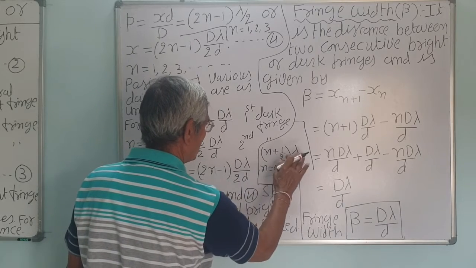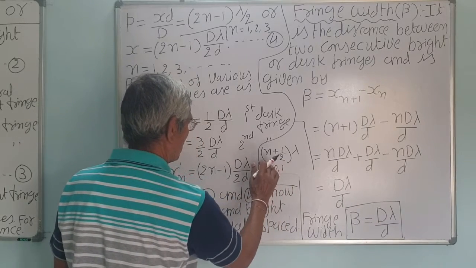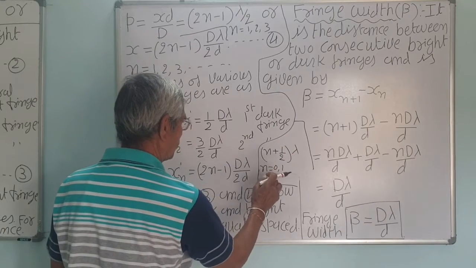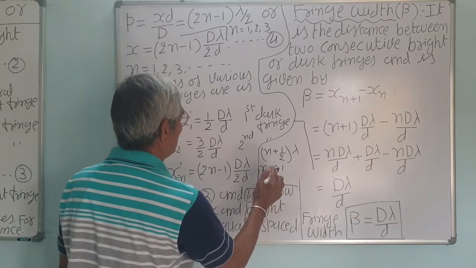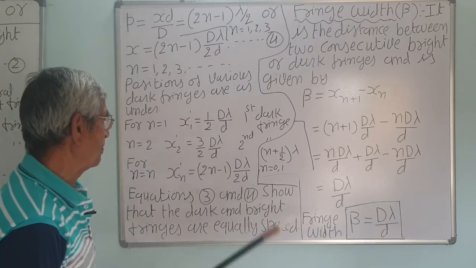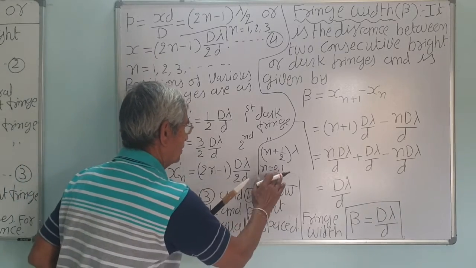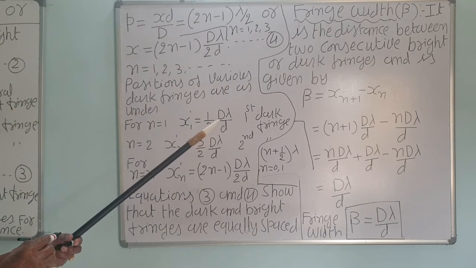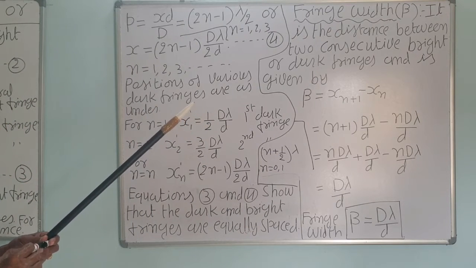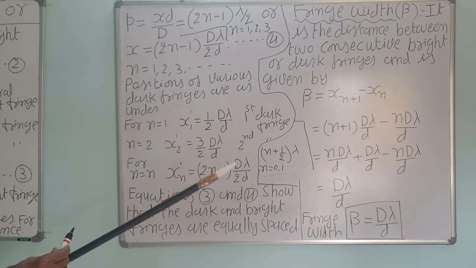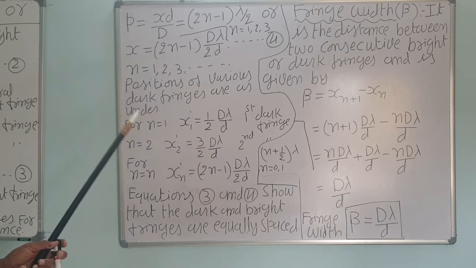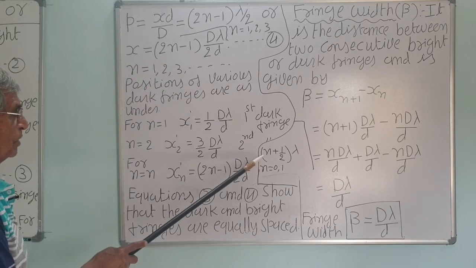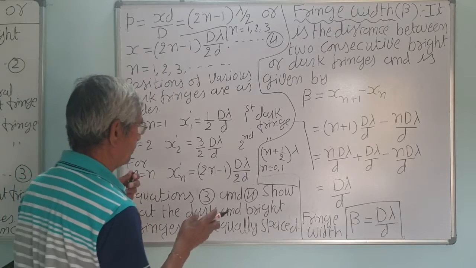Sorry, this is (n plus half) lambda. So for n equal to 0, that is lambda by 2. If n is equal to 1, then it is 3 by 2 lambda. If n is equal to 2, then 5 by 2 lambda, and so on. Correct? So both are correct. You can write any equation. But here n is equal to 1, 2, 3. If you take it like this, in some books it is also given.